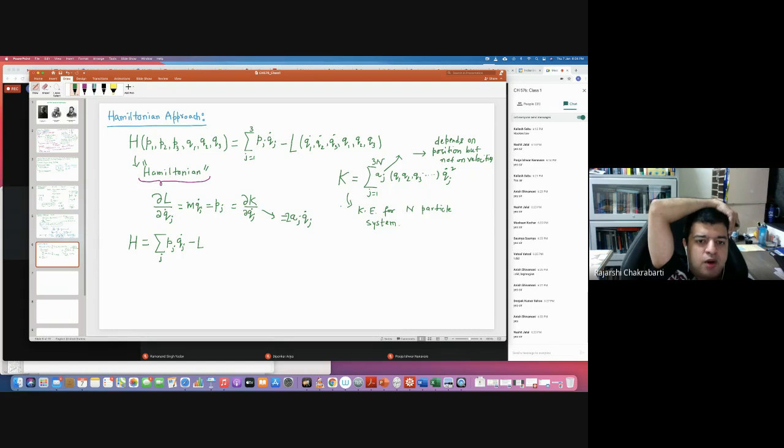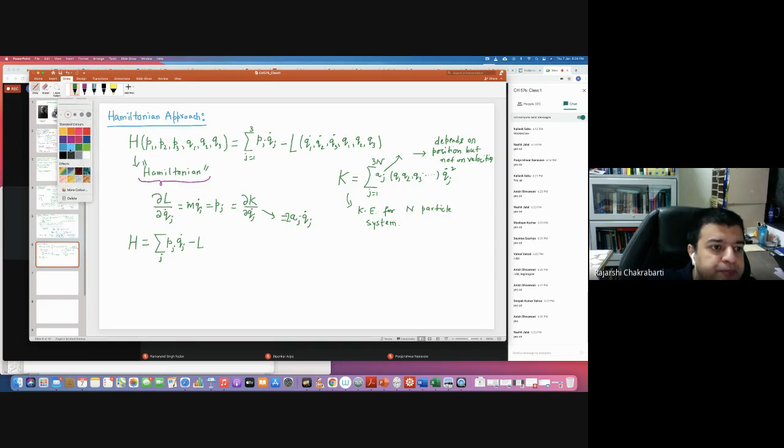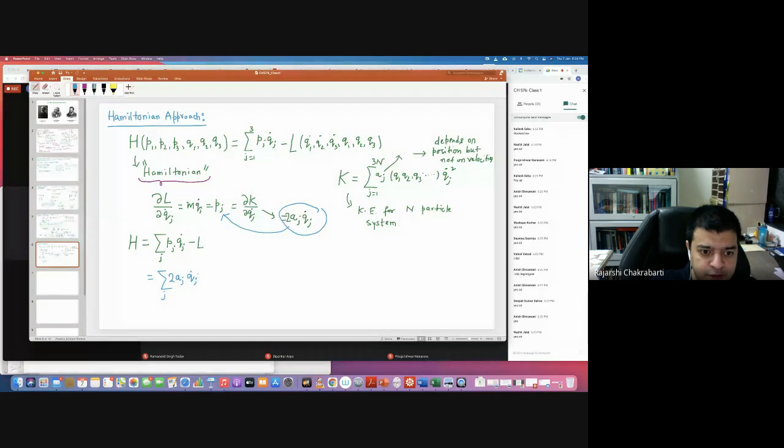Now I can use this relation to make this Hamiltonian look slightly different. How do I do this? Your 2 Aj qj dot is nothing but equal to pj. So instead of pj, I can write 2 Aj qj dot, and you also had this qj dot, minus L. Is this clear?